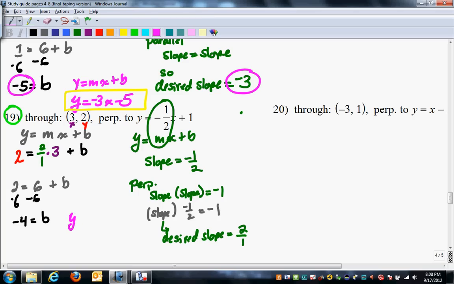So our equation, y equals mx plus b. We end up with y equals our slope, our desired slope is 2 over 1 x. Our b is negative 4.